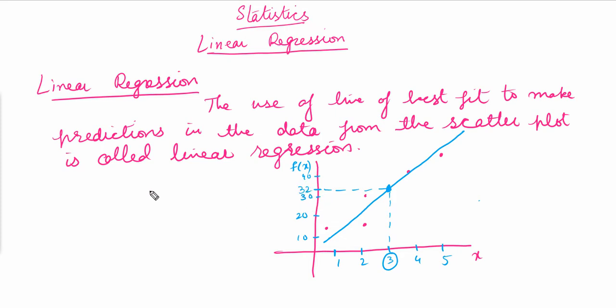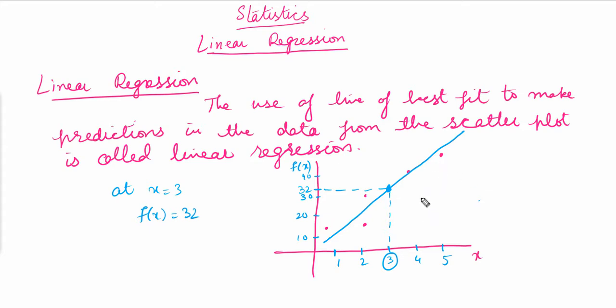So we'll say at x equals 3, the function f of x is equal to 32. This type of estimation that we do by using the line of best fit on a scatter plot is called linear regression. This whole process is basically called linear regression. And this graph shows a strong positive correlation, because as you can see in the scatter plot, the points are almost close to the straight line. So yeah, they show a strong positive correlation.